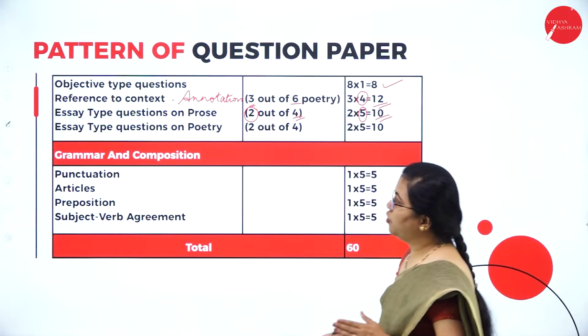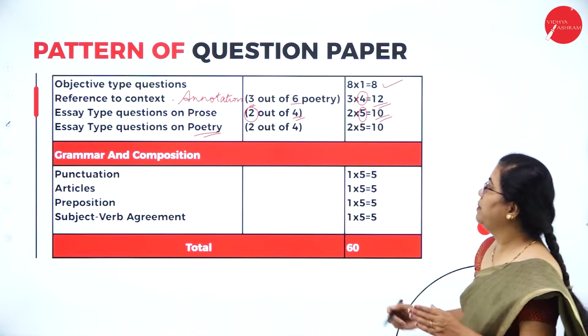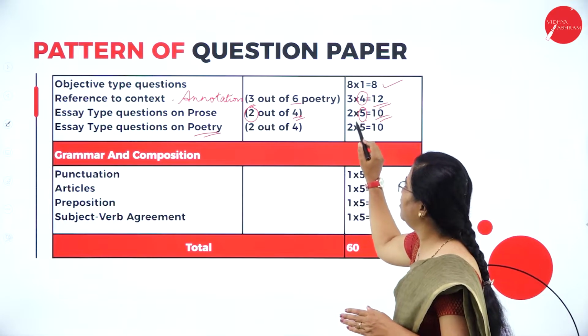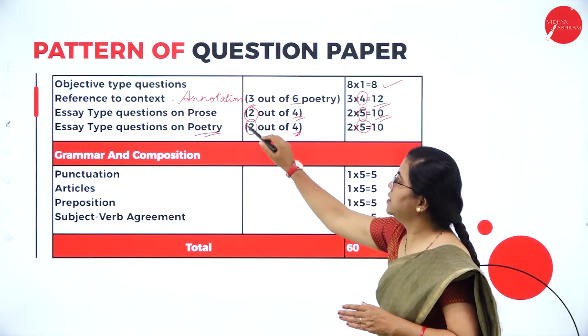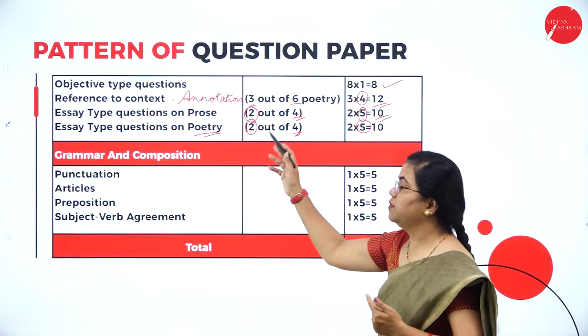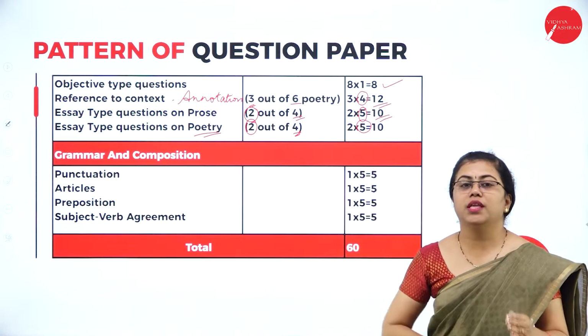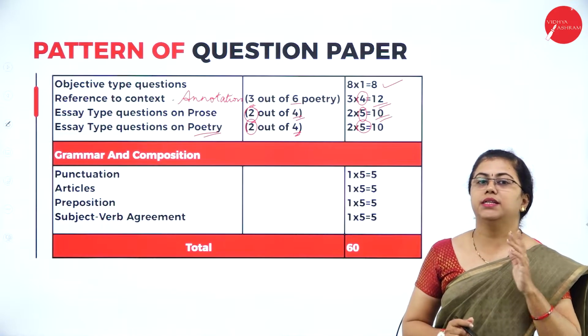Next we move on to few essay type questions that are from poetry. This also will be for 5 marks, wherein out of 4 you need to answer any 2. So out of 4 poems, you need to prepare for any 2 poems very thoroughly. But here you would have already prepared for 6 poems. So altogether you prepare for any 6 poems, that is enough for you.